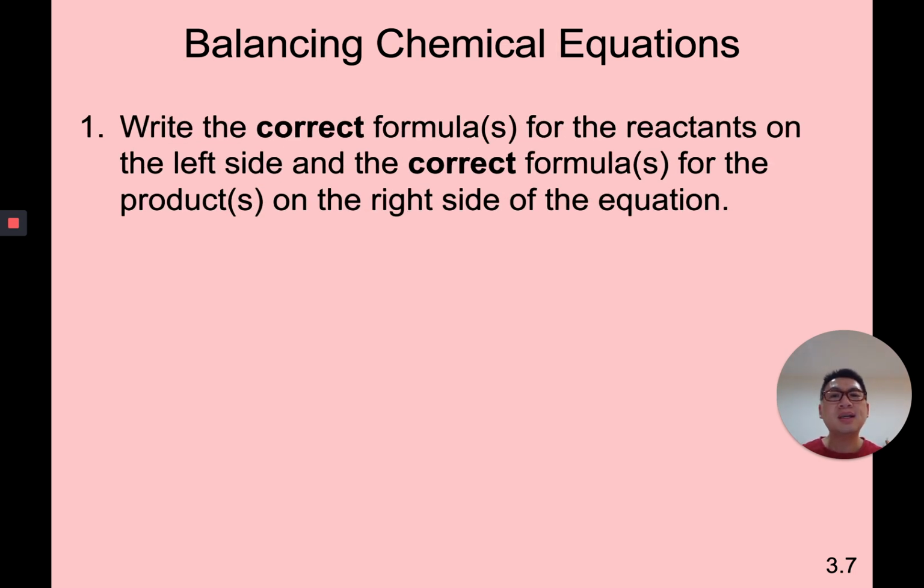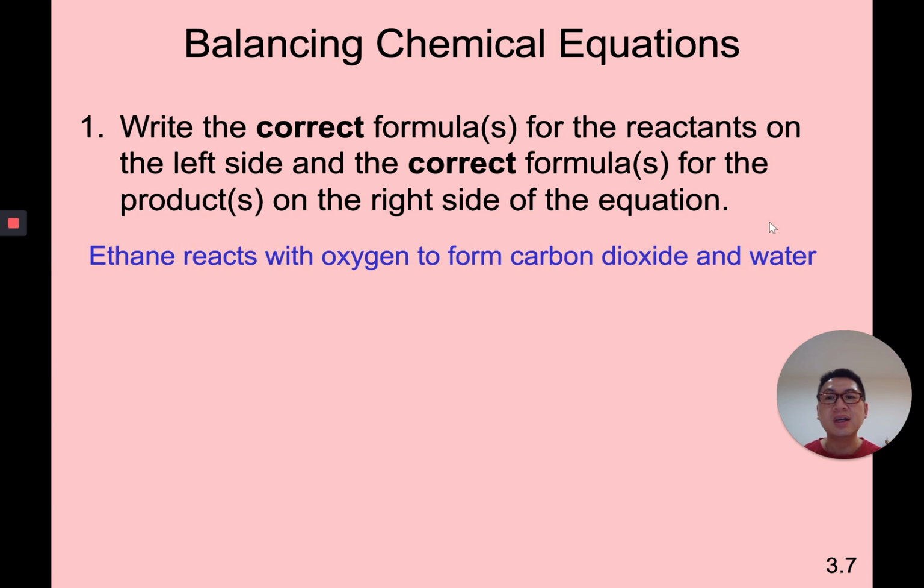But when we balance chemical equations, first of all, you must write the correct formulas of the reactants on the left side of the arrow, and correct formulas of all the products on the right side of the arrow, or right side of the equation. So if you had a statement that says, ethane reacts with oxygen to make carbon dioxide and water, you first need to know, what are my reactants, what are my products? There are 2 reactants and there are 2 products. So the questions are, what are the reactants and what are the products here?